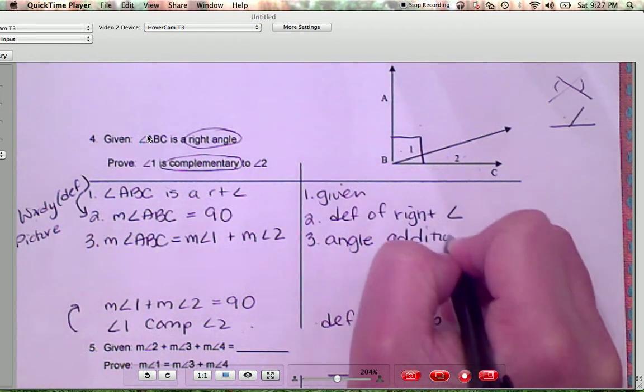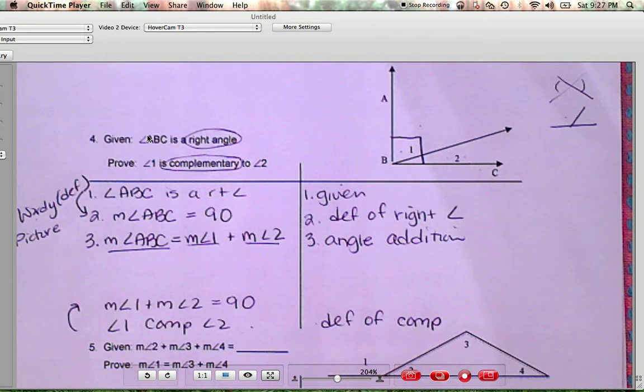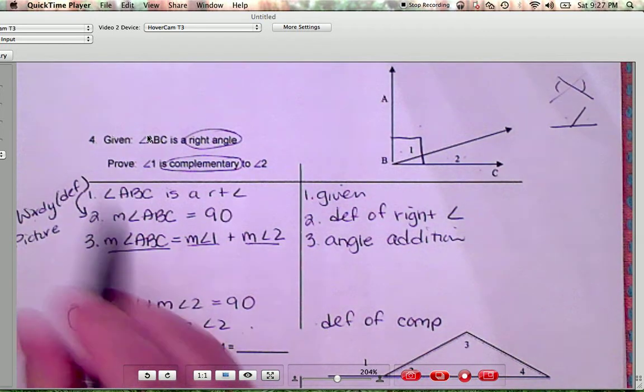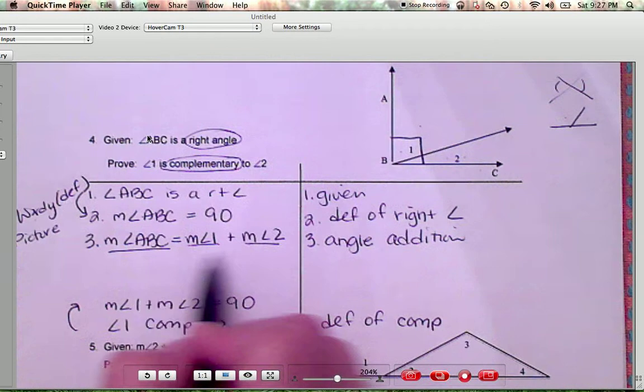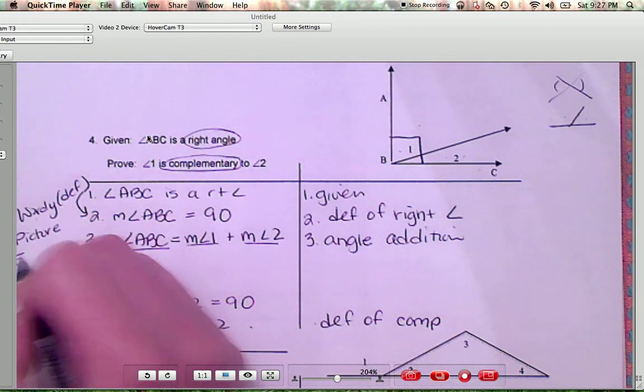Remember, anytime you do whole equals part plus part, that's always going to be angle addition. Okay? So we undid our wordy statements at the beginning and at the end. We went to the picture and we found an angle addition. Now E, we the people eat.